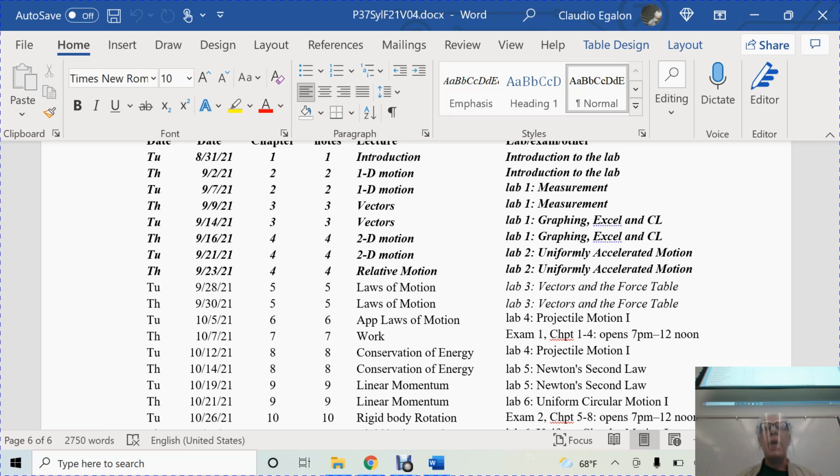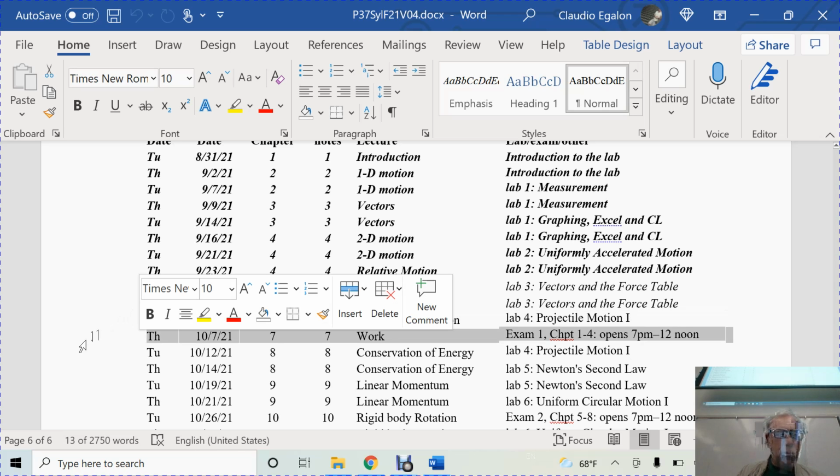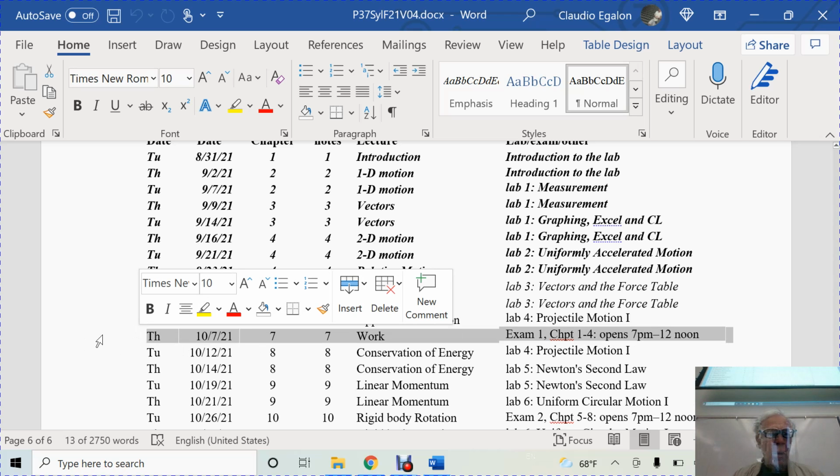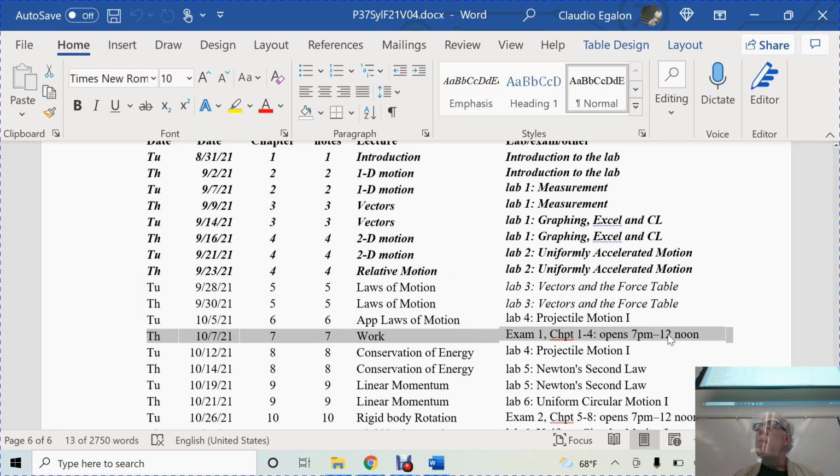Some of the exams are going to be on Thursday. Since we have 4 partial exams, I'm going to fit 2 partial exams on Thursday and 2 partial exams on Tuesday. I'm going to even that out for both sessions. So when does it start? 7 p.m. on October 7th. So you have until 12 noon of the following day.